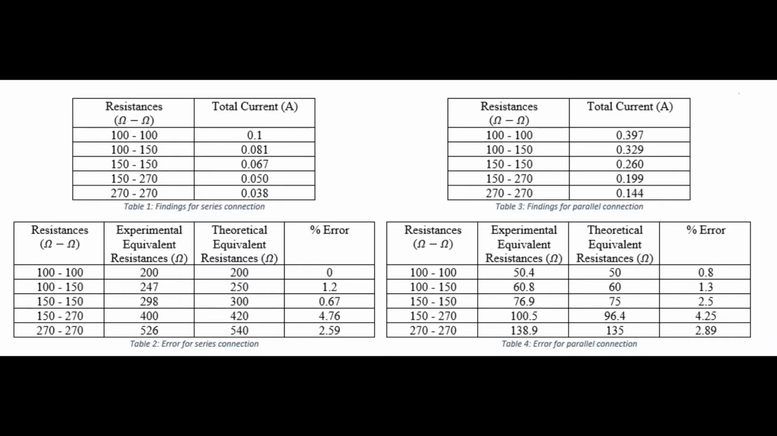One of the reasons for the error might relate to the condition of the resistors. As can be seen, the circuits built with 150 and 270 ohm resistors resulted in a higher percentage error than the others, because some deficiencies of the resistors might cause this high percentage error.